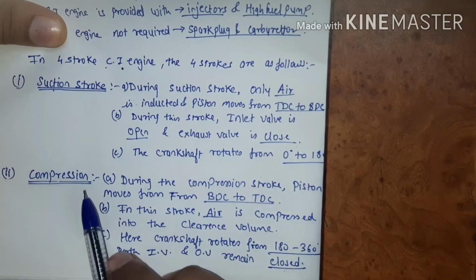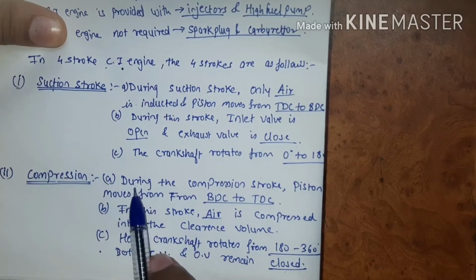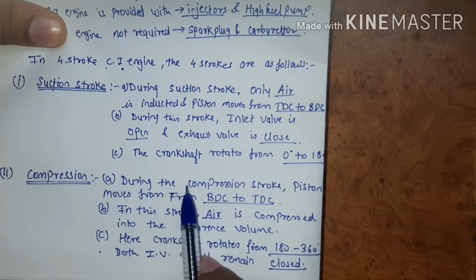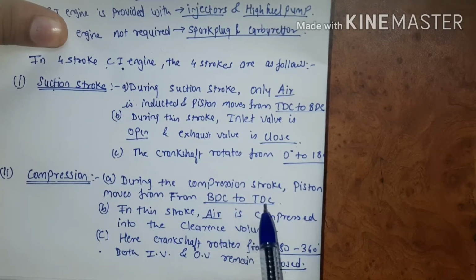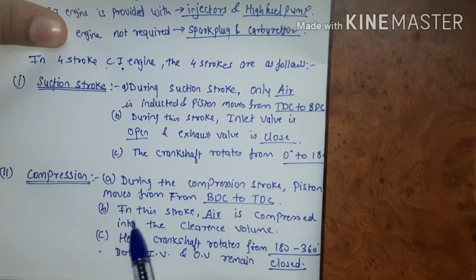Now, the next stroke is the compression stroke. During the compression stroke, the piston moves from bottom dead center to top dead center. In this stroke, the air is compressed into the clearance volume, and the crankshaft rotates from 180 degrees to 360 degrees, and both the valves, namely the inlet valve and the exhaust valve, remain closed.